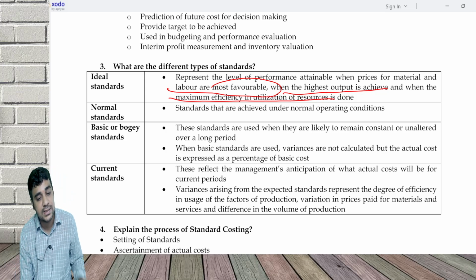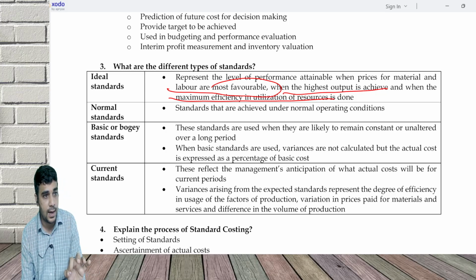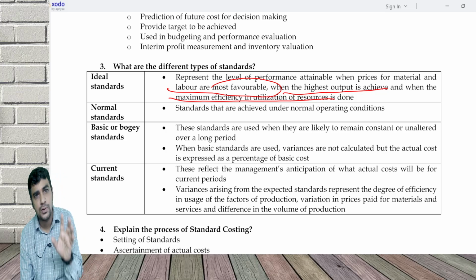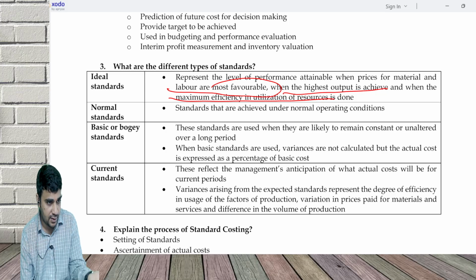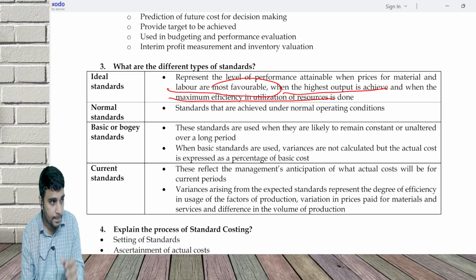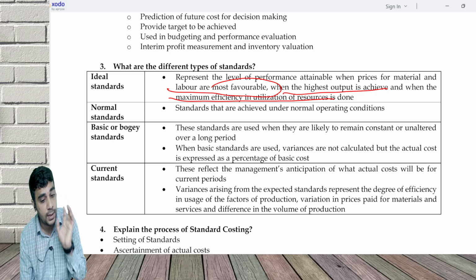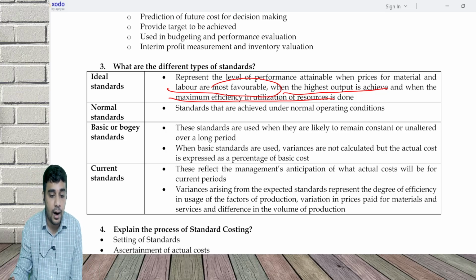Normal standards are standards that are achievable under normal operating conditions. Just to give an example, ideal standard is me taking class for continuous 12 hours without any break. Not possible. It is not possible for me to deliver, and very difficult for students also. Normal is considering the situation. So we can take maybe a 6-hour class or a 5-hour class. There also we change faculties, keep it as two different faculty, and we also give a break in between. That is the normal standard.